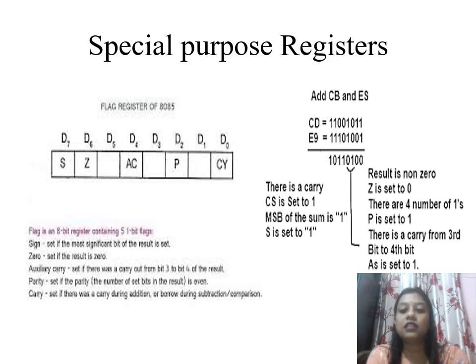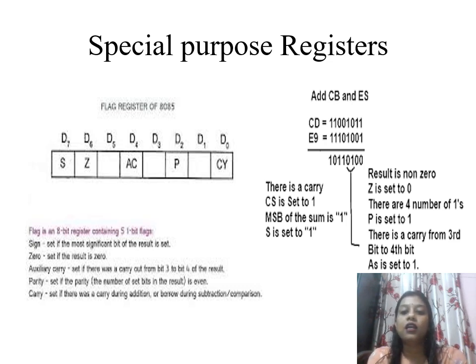Sign flag represents the sign of a number, so it is generally the MSB bit. If the MSB bit is 1, we know that our number is negative. In that case, the sign will be set to 1. Now there is an example on the right hand side of this slide.